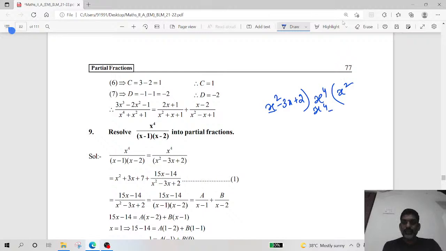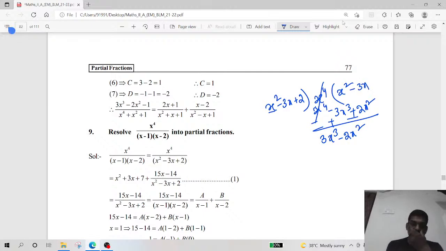x to the power of 4 minus 3x cube plus 2x square, then minus plus minus, these two get cancelled. 3x to the power of 3 minus 2x square. Okay, now 3x cube is there, so here minus 3x is required plus 3x. 3x times x square is 3x cube, and 3x times 3x is minus 9x square plus 6x. Plus minus, these two get cancelled, and here it is 7x square minus 6x.